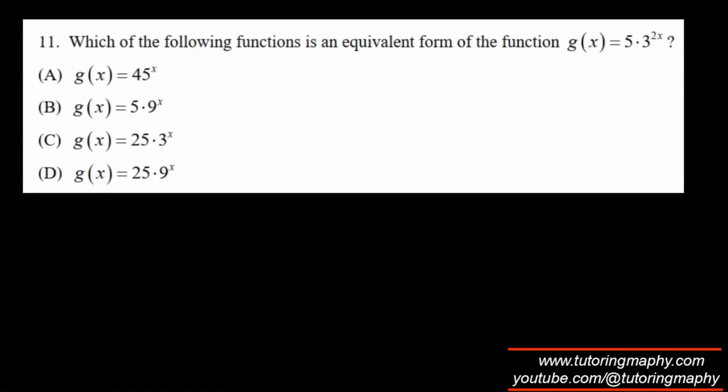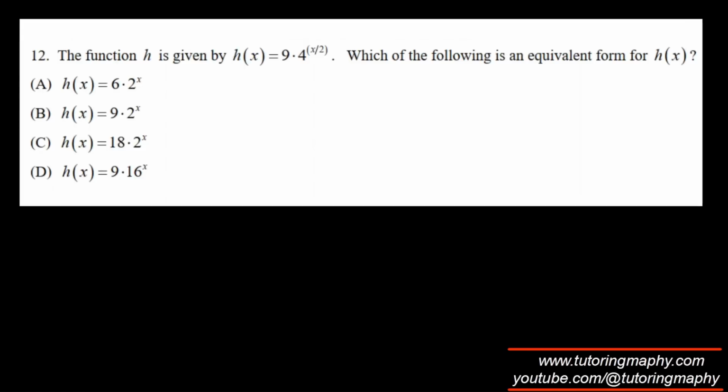Right, likewise over here, the 2x has been replaced with x in all the options, so that should be our aim. So I'm going to say that 5 times 3 raised to 2x can be written as 5 times 3 square raised to x. So this is going to look like 5 times 3 square is 9, so 9 raised to x. So it is 5 times 9 raised to x. And yes, bingo, that is actually B.